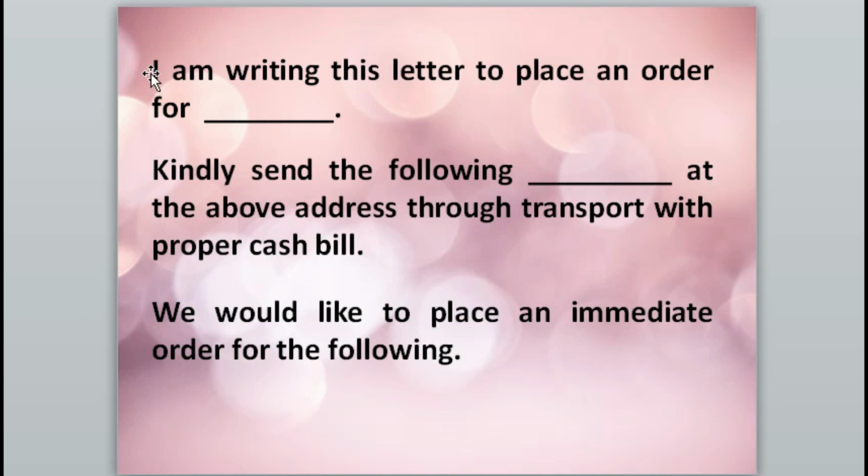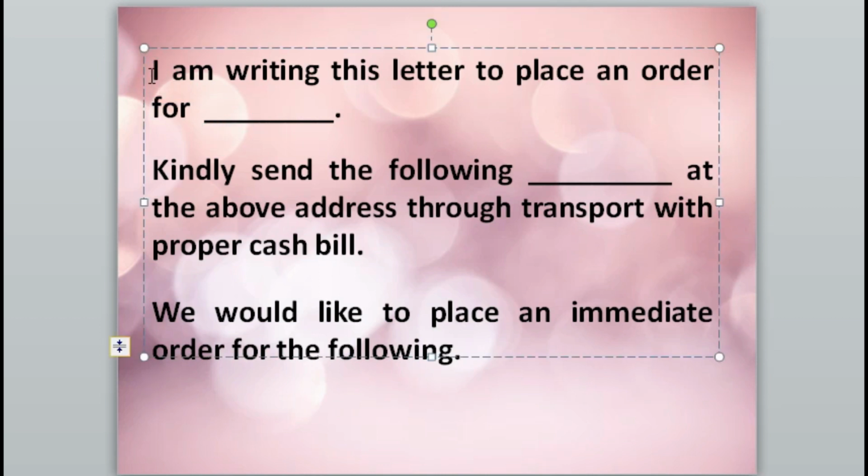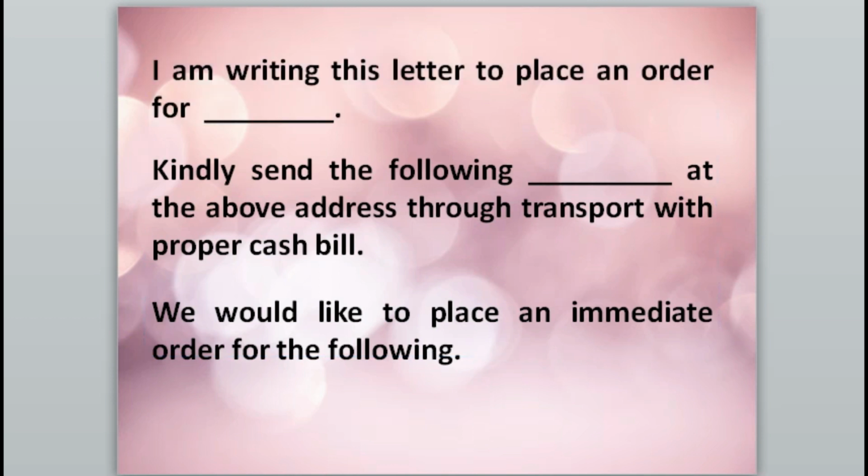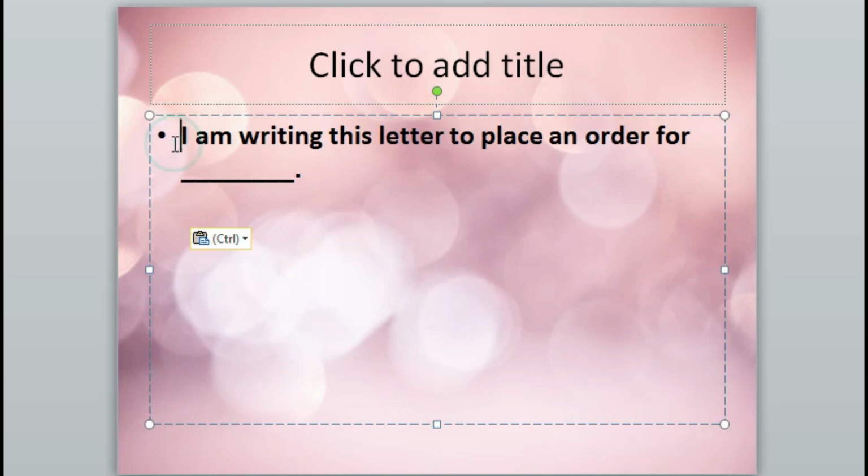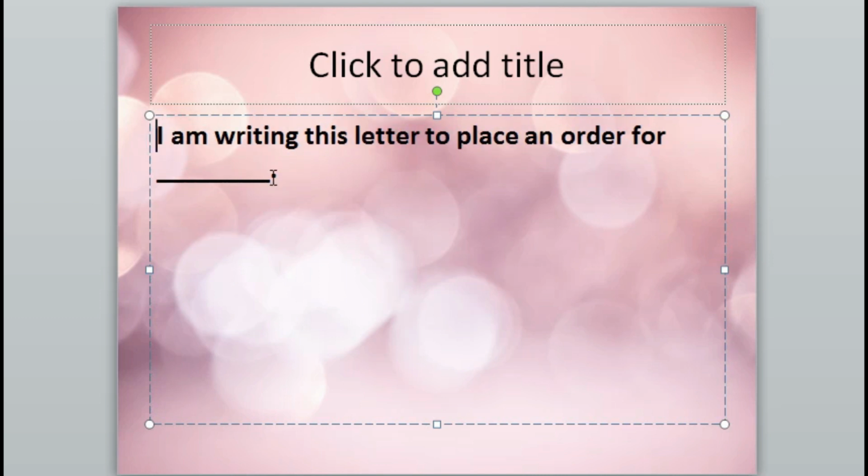So I'm writing this letter to place an order for. So I'll pick up this line. You can pick up any line, any sentence which you feel is suitable for your letter. So here we'll pick up this line, we'll copy it down and we'll just put it here. Order for.